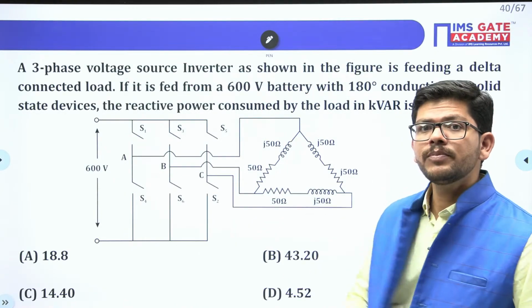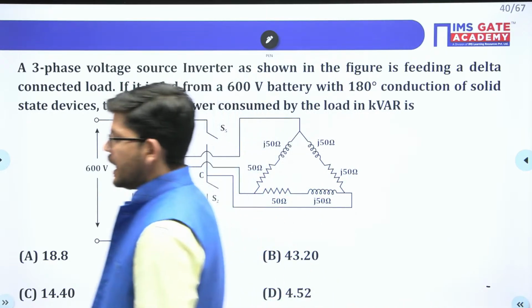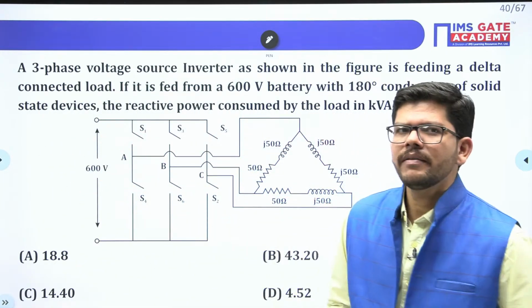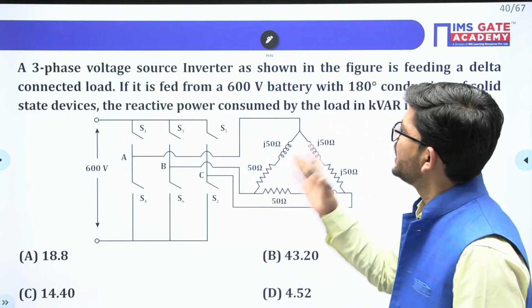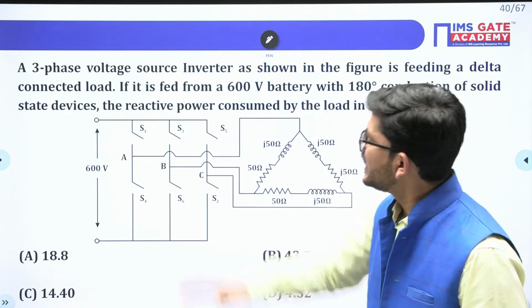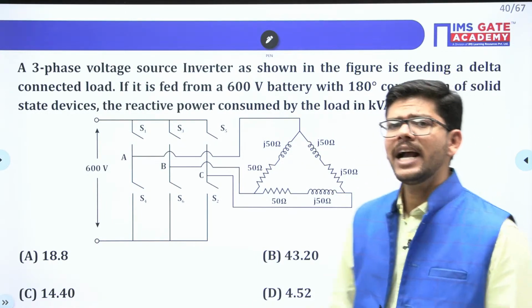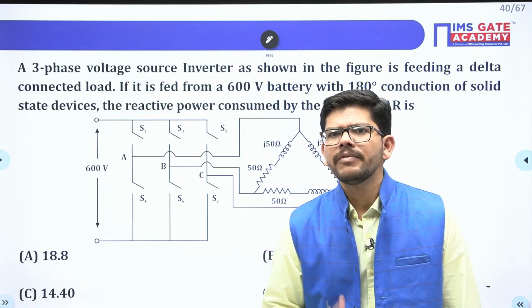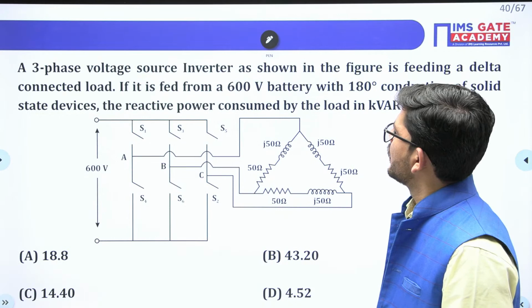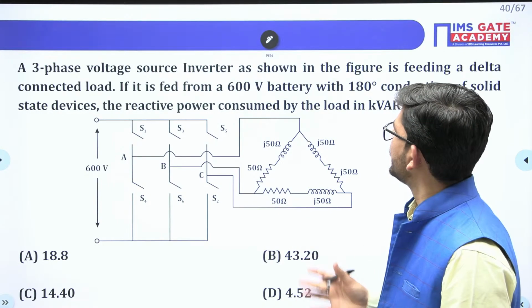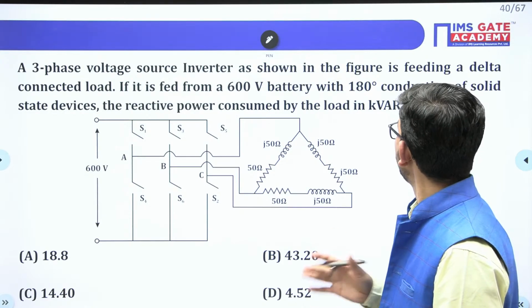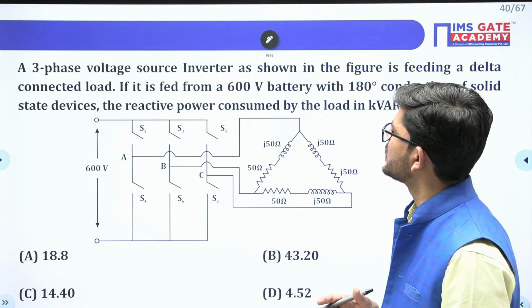Now see this problem. This is also a very important and very difficult one as well, isn't it? A three-phase voltage source inverter as shown in the figure is feeding a delta connected load. So we have a three-phase VSI which is feeding a delta connected load. It is fed from a 600 volt battery. Vs is 600 volt, with 180-degree conduction of solid state devices.